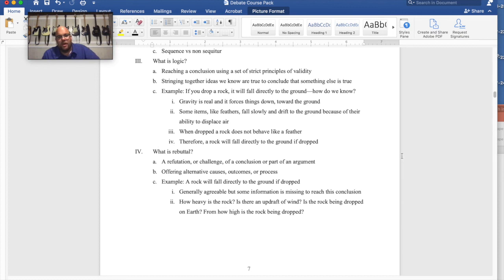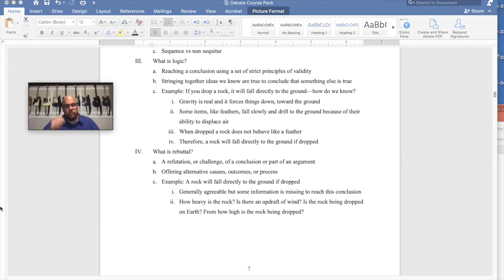So the example: a rock will fall directly to the ground if dropped. Generally, most people would agree with that, but we need to know some more information before we can definitively say a rock will fall directly to the ground. So, if you drop a rock on top of a mountain where the air is rushing up and that rock's light enough for that air to affect it, it's not going to fall straight to the ground, even though it is a rock. Now, if you're here in Allendale at sea level, it's a little different. Things usually go straight to the ground.